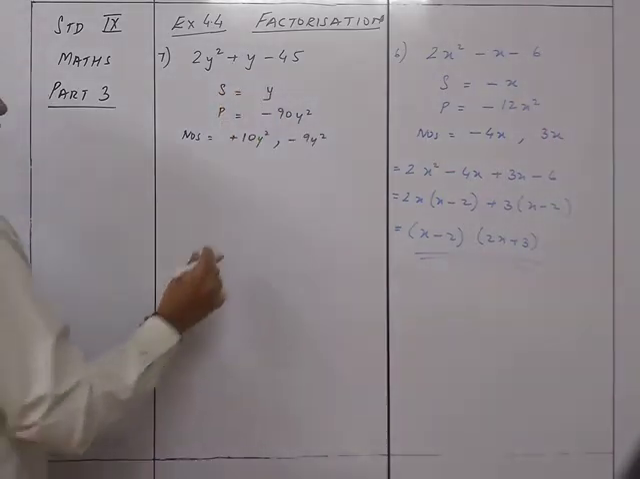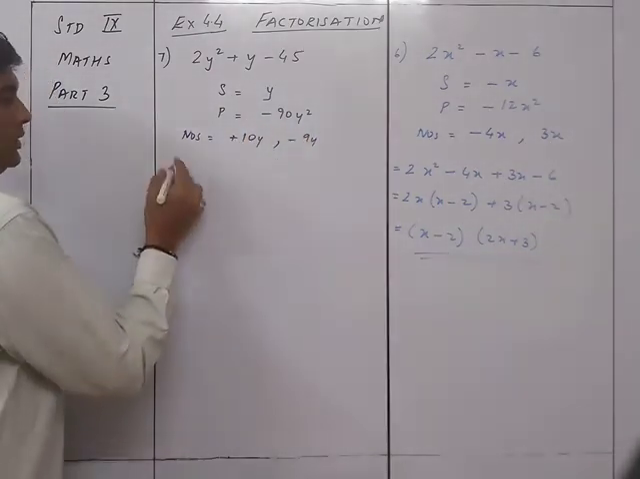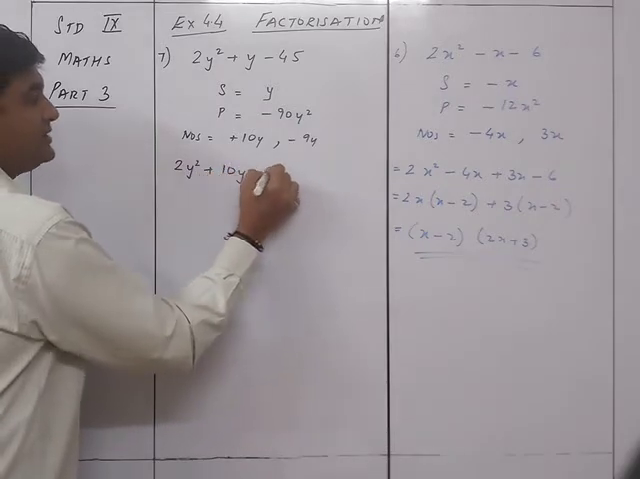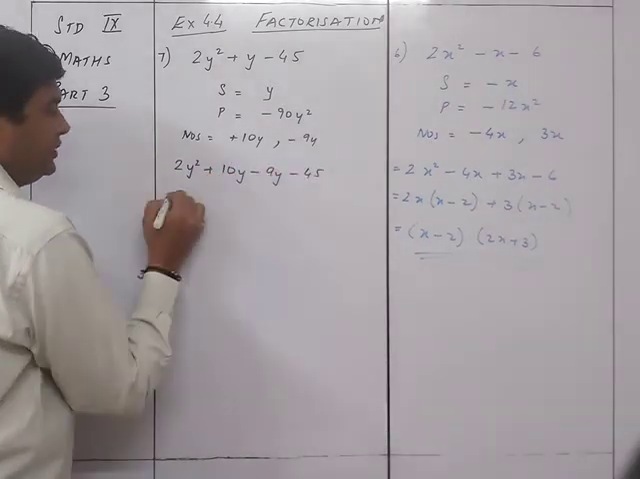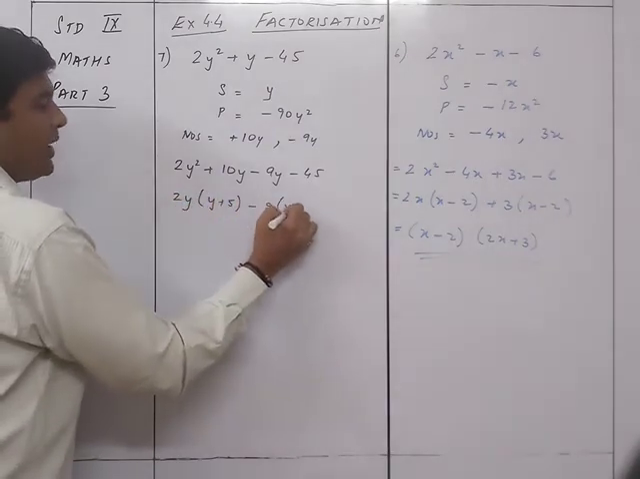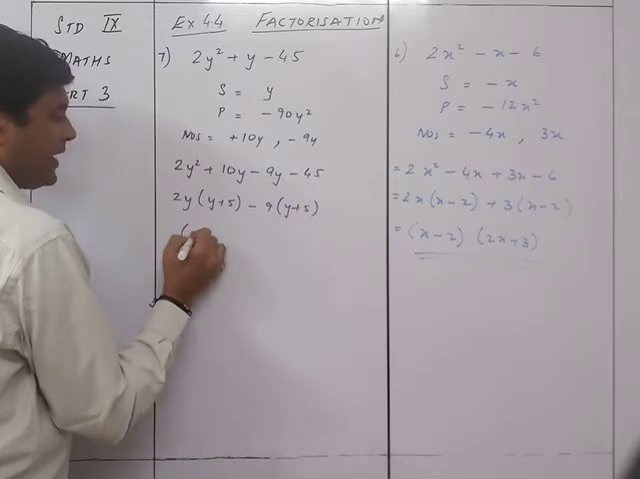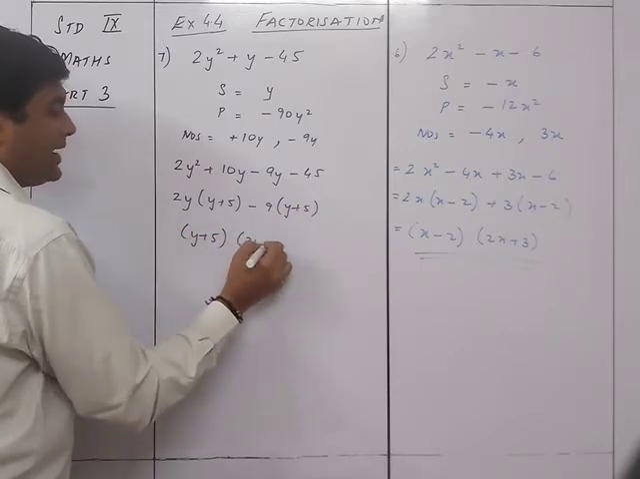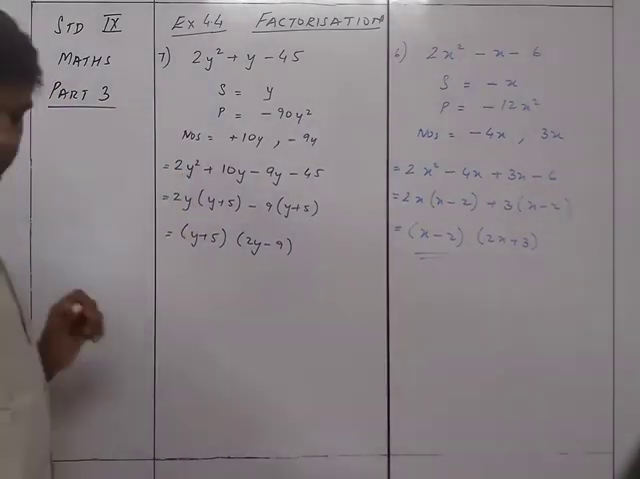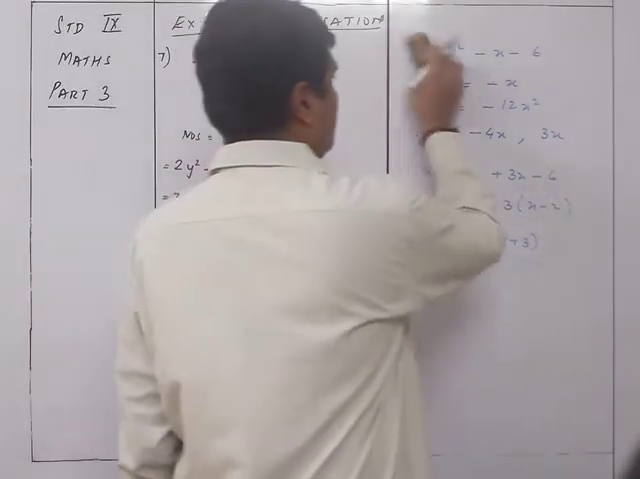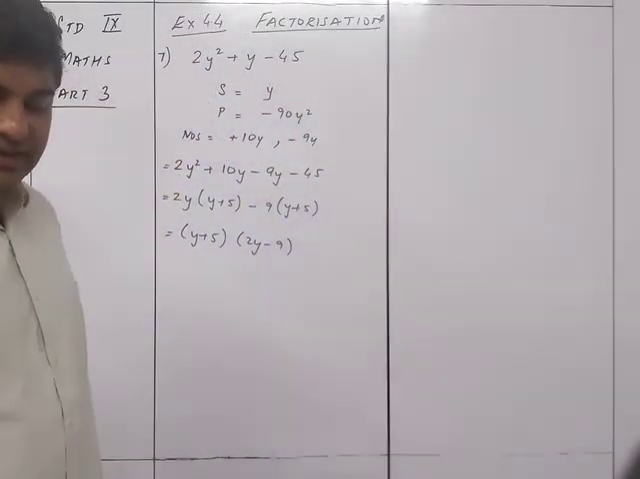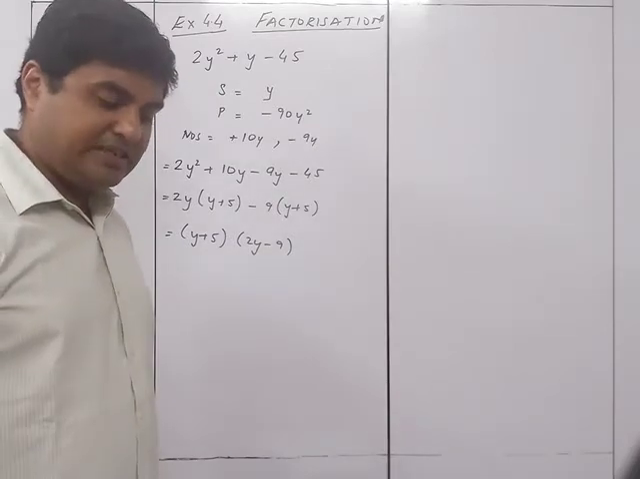y. Okay, not square. So it is 2y square plus 10y minus 9y minus 45. So 2y common, y plus 5 minus 9 common, y plus 5. Accordingly it is y plus 5 and 2y minus 9. So that's the answer for sum number 7. Okay, slowly and steadily when you practice more and more you will find it much easier.